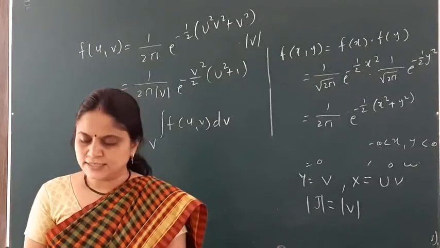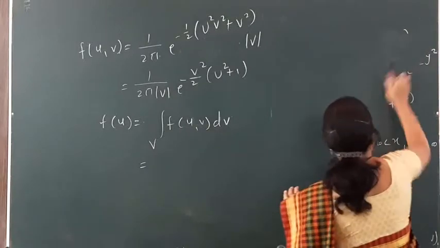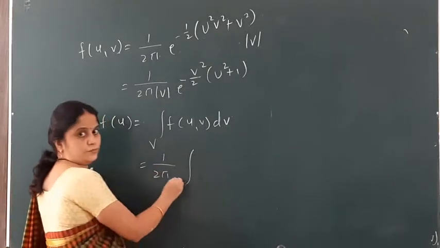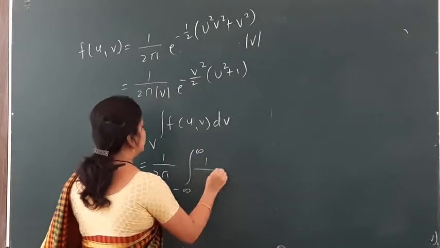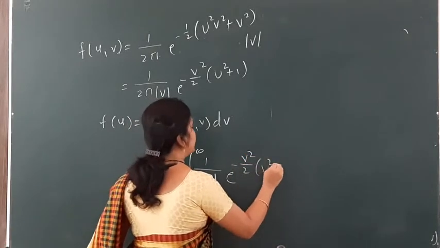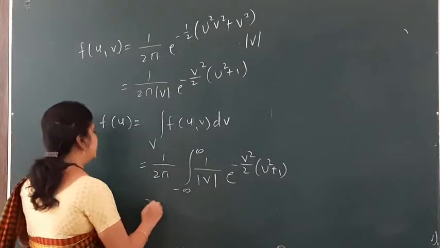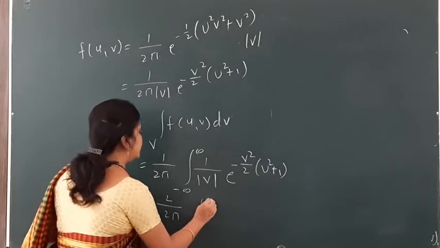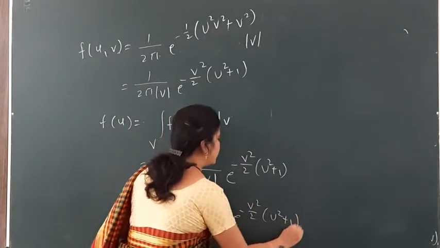So to find this, let me write as 1/2 pi, integral over v from minus infinity to infinity, then modulus of v e raised to minus v square divided by 2 into u square plus 1. Since the integrand is an even function, I can write this as 2 divided by 2 pi, integral from 0 to infinity, v e raised to minus v square divided by 2 into u square plus 1.